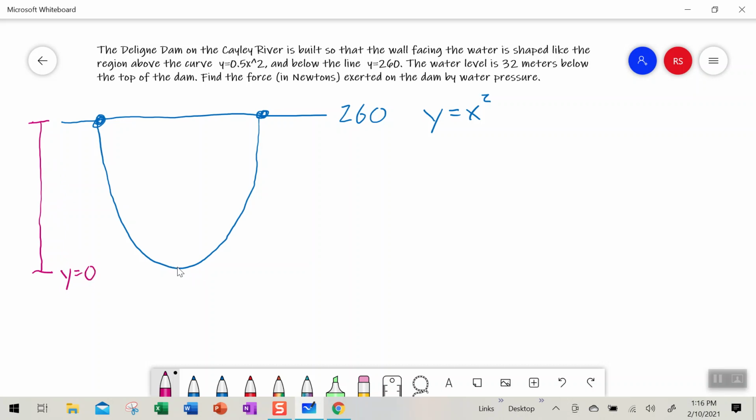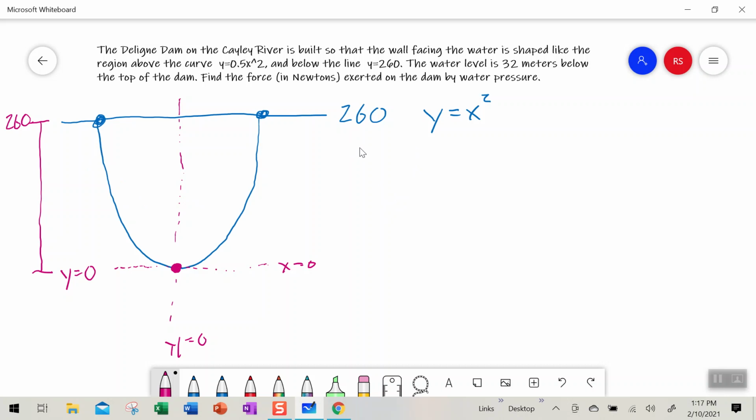And the reason I'm going to let y equal 0 be at the bottom is because I'm going to pretend that this is the origin and that I have a vertical axis, the y-axis, coming through here, and the x-axis coming through here. I'm just going to kind of dash those in there. So this is x equals 0. This would be y equals 0. Okay, so if this is y equals 0, this is going to be y equals 260. Now we've got a little picture of it.